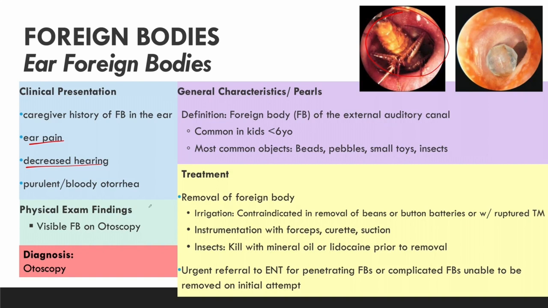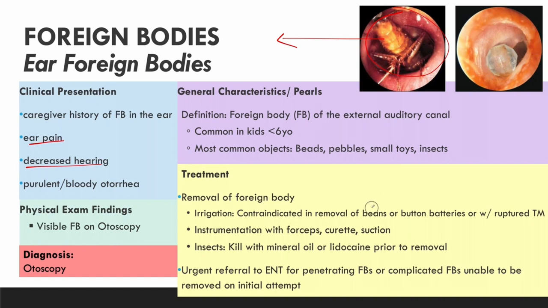When we look in the ear, we should be able to see the foreign body. So we would see a bug, and bugs always look way bigger than they actually are in real life. A little bead, anything organic material. And we want to try our best to remove foreign bodies. So you want to try to appreciate if the tympanic membrane is intact. If it is intact, then we can use either instrumentation or irrigation to get the item out.